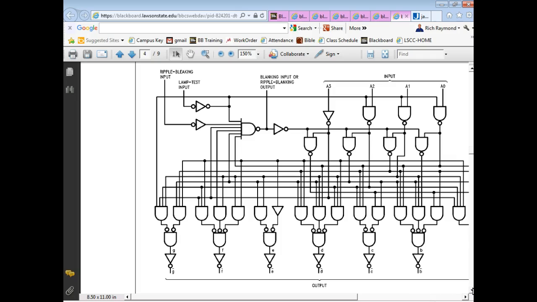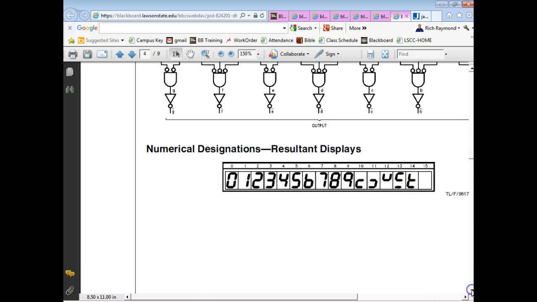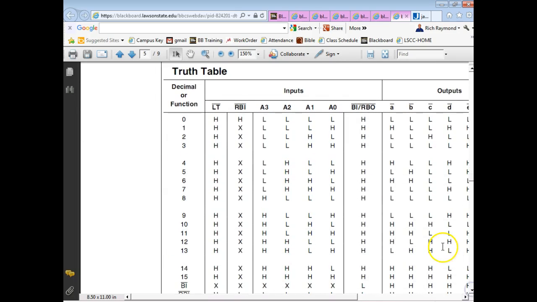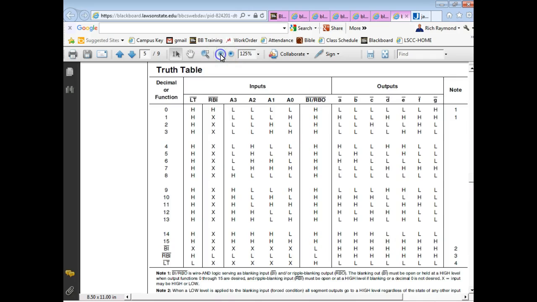But it's nothing but what? Nothing but ANDs, NANDs, and yeah, it's the 5 basic gates. And here's the truth table. So let's look at it. Here, we're not doing lamp tests. I put all the lows on. So A, B, C, D, 0, 1, 2, 3, these are all lows. So it's going to turn on the A segment. I can't draw on this.